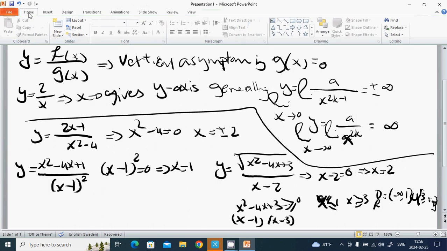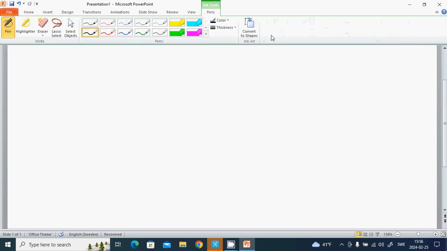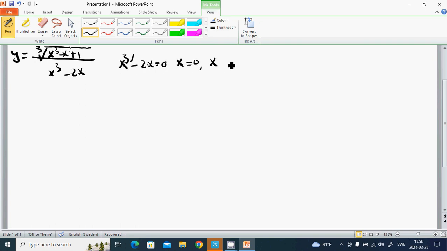We are going to have another example: y equals 3 square root of 2 times x cubed minus x plus 1 divided by x cubed minus 2x. Then x cubed minus 2x equals 0. Then x is 0 and x is plus or minus square root of 2.